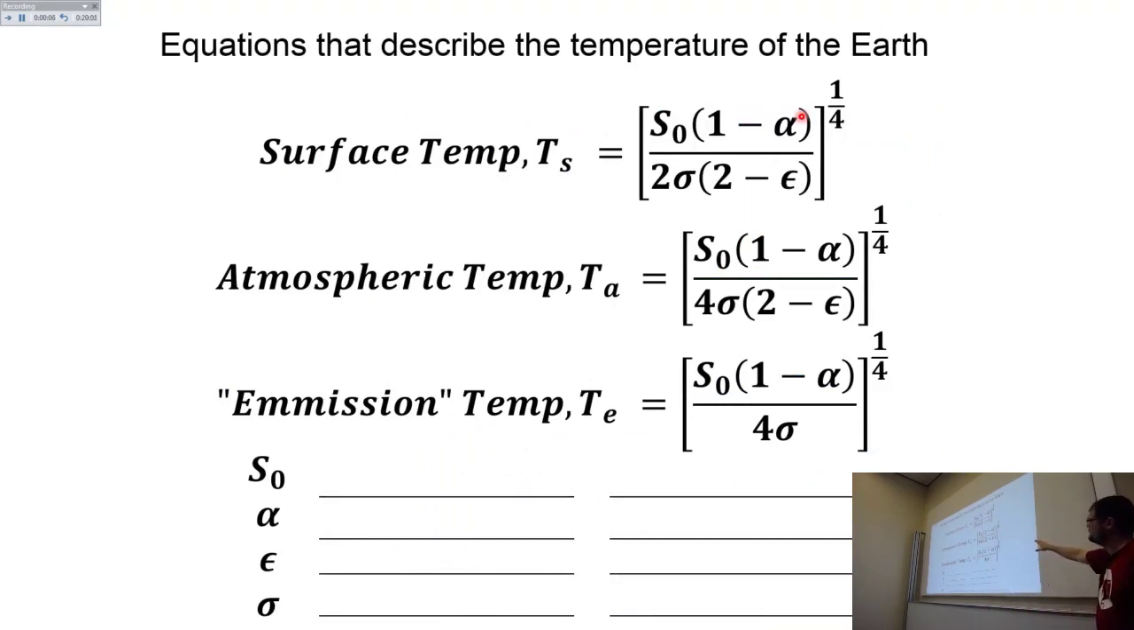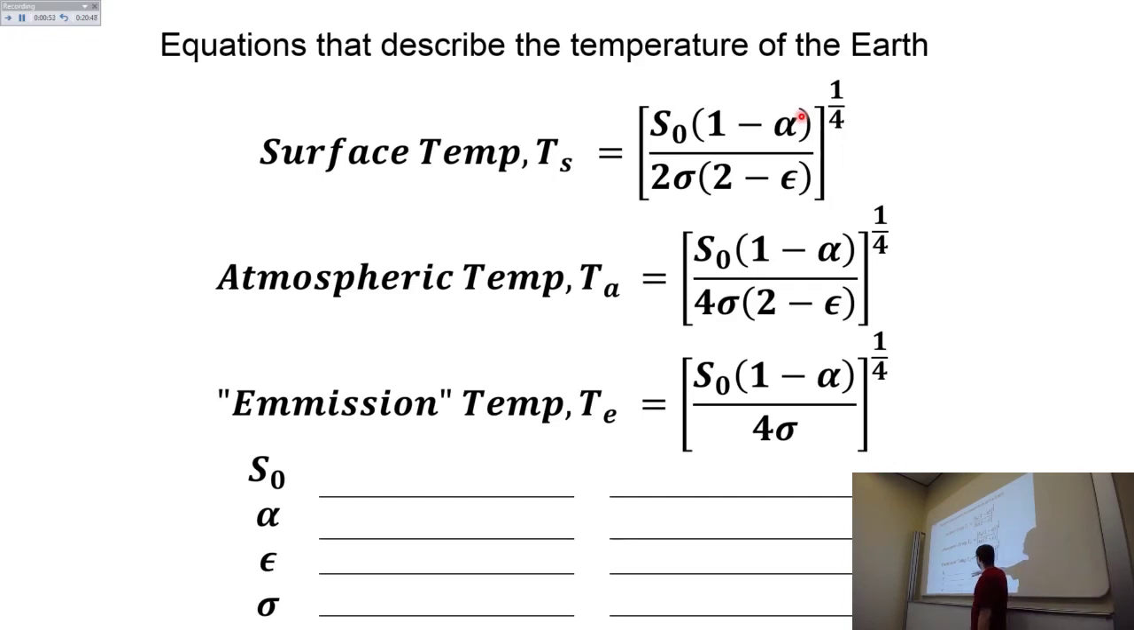So the surface temperature and atmospheric temperature can be calculated from those equations. The emission temperature is the temperature the planet would be if it didn't have an atmosphere at all. So if someone blew away all the atmosphere, then that would be the temperature of the Earth, which is colder than the surface temperature if we do have an atmosphere. It's also the temperature of the top of the atmosphere. So if you were in space looking down at Earth and you measured the wavelengths of light coming off Earth and worked out the temperature using the Stefan-Boltzmann and Wien's law, which we went through in the introductory video, that would be what the Earth would look like. So it's like the top of the atmosphere temperature.